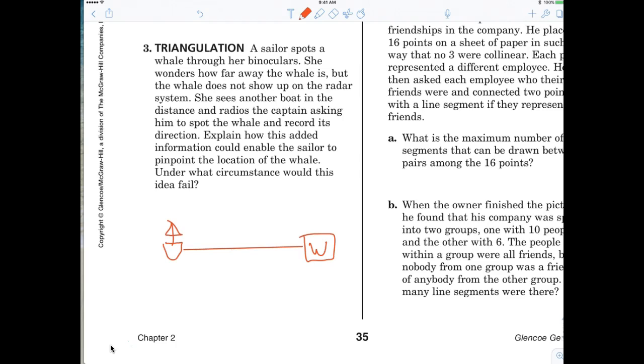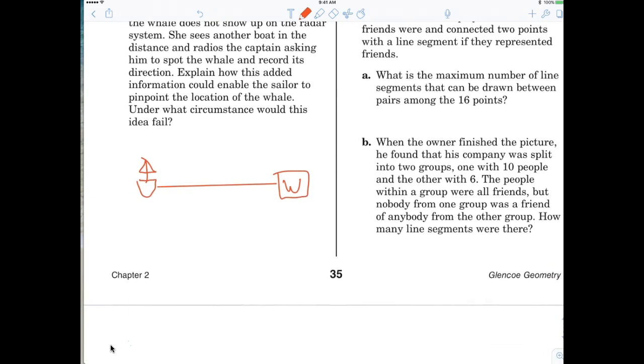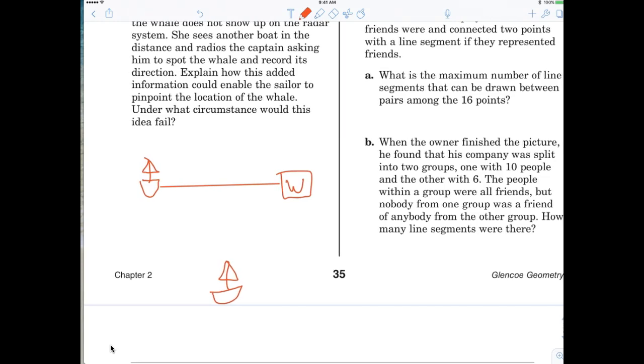She sees another boat in the distance. All right, so here's another boat over here. Does it really matter? Ask him to spot the whale and record its direction. Direction, different location.